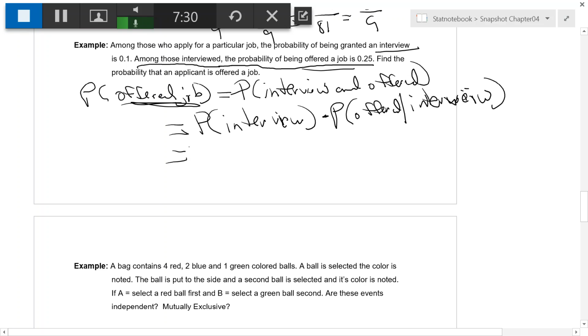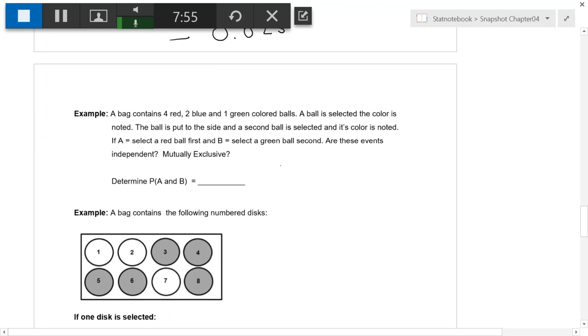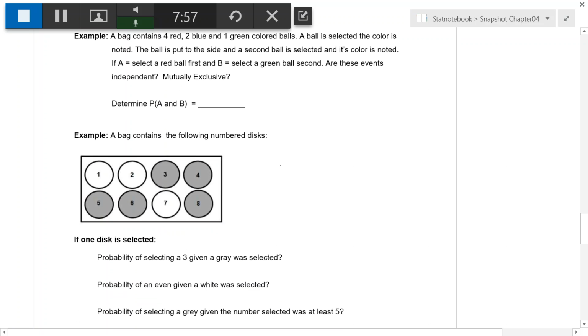So the probability of being interviewed is 0.1. The probability of being offered a job knowing you were interviewed, 0.25. So the probability of being offered a job in general is 0.025. That's kind of a tricky problem, all right? Likely not to be on a test or anything, but it's to get you to think.